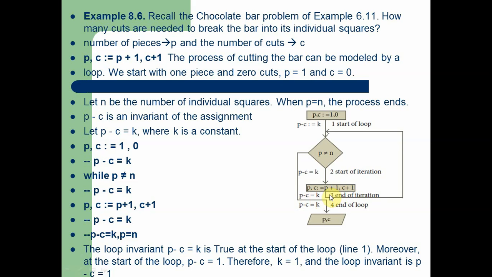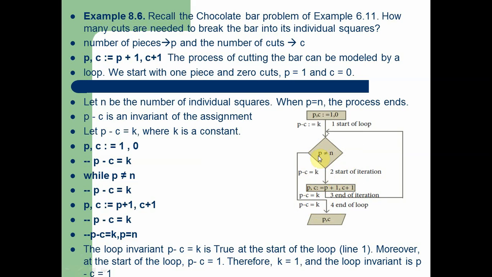So when the iteration continues more than once, at each and every iteration, at both the second and third points, the value of k remains constant. And at the end of the loop, when the iteration condition is false and the loop terminates, at that time also p minus c is equal to k. For example, the loop ends when this condition is false.